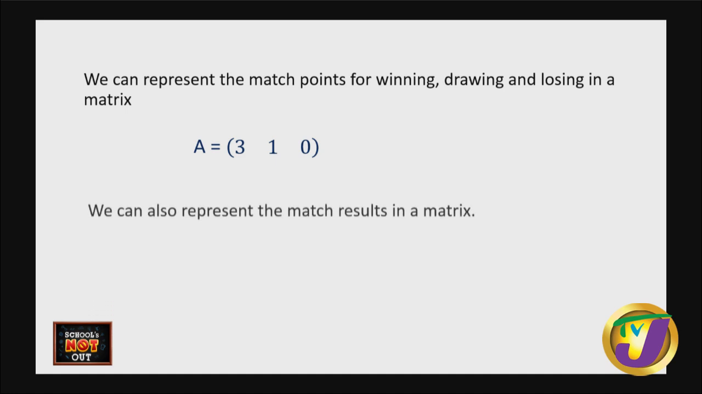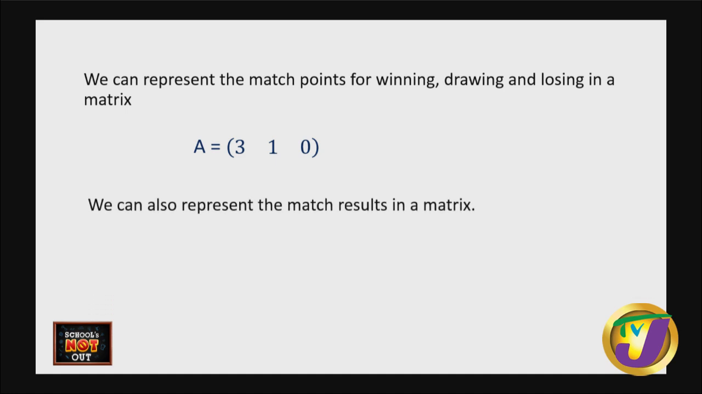We can also represent the match results in a matrix. Let's see what that matrix looks like. So remember the rows are horizontal. That's right. So we have 1, 2, 3 rows, and the columns are vertical. We have 1, 2, 3, 4 columns. Right. So that's a 3 by 4 matrix. So it sounds like something that we can work with.